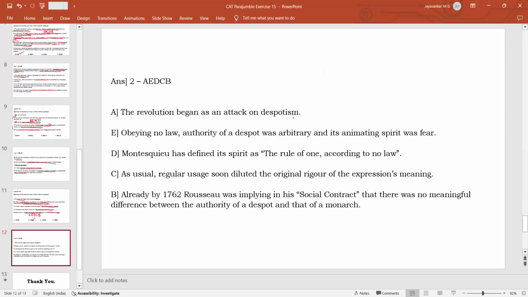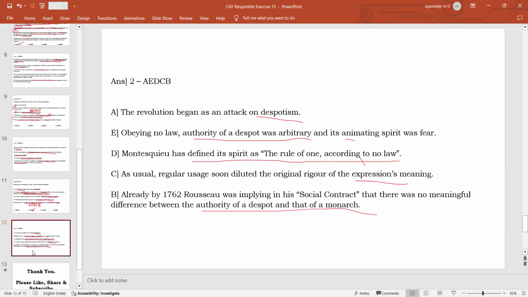The revolution began as an attack on despotism. Again, the introduction sentence where this concept is introduced and how the despot is deriving his authority. It was arbitrary and the animating spirit was fear, because of which Montesquieu has defined its spirit as the rule of one according to no law. The one person ruling, following no law. But after a period of time, regular usage diluted the original expression's meaning. That is why in 1762, Rousseau stated that there was no meaningful difference between the authority of a despot and that of a monarch. So AEDCB becomes a very good logical sequence.